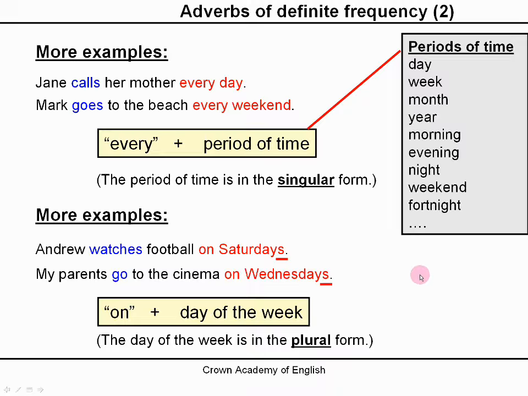And if you look at the position of these, it's better at the end. Every day is at the end of the sentence. And here as well. And here it is the same. So it is better to say these at the end of the sentence. An alternative would be right at the beginning of the sentence. So for example, you could say, on Saturdays, Andrew watches football. But it's slightly better at the end. Okay?